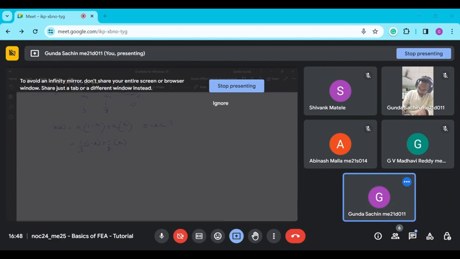Okay. Which is nothing but u1 is 1 by 3 times 1 minus x plus u2 is 1 by 8 times x. So 1 by 3, 1 minus 8 by 8 minus 1 by 3 times x.